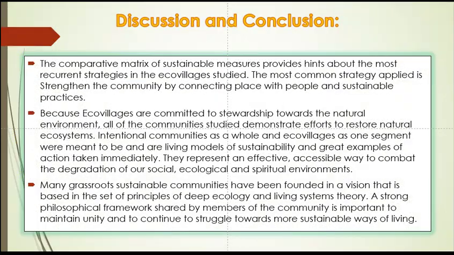Discussion and conclusion. From the previous studies, we have shown that the result of the comparative matrix of sustainable measures provides a hint about the most recurrent strategies in ecovillage studies. The most common strategy applied is strengthening the community by connecting place with people and sustainable practices. Because ecovillages are committed to stewardship of the natural environment, all the communities studied demonstrate efforts to restore natural ecosystems. Intentional communities as a whole, and ecovillages as one segment, were meant to be and are living models for sustainability and great examples of actions taken immediately. They represent an effective, accessible way to combat the degradation of our social, economic, ecological and spiritual environments.